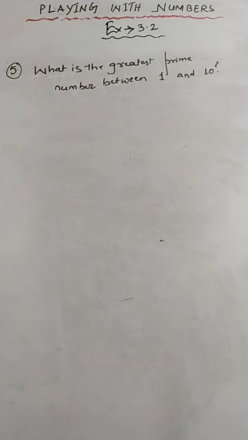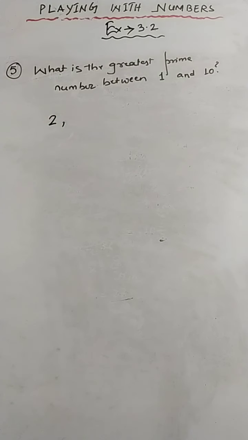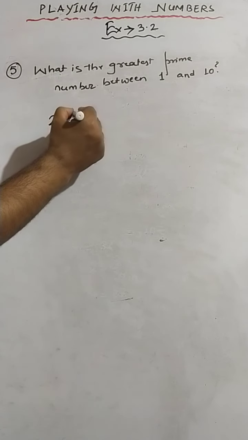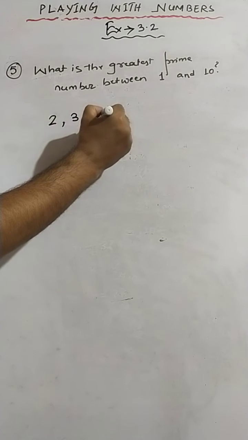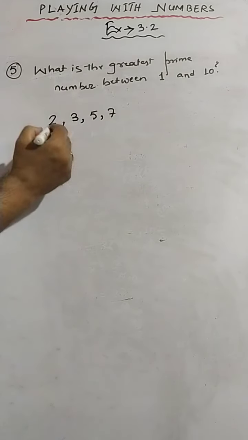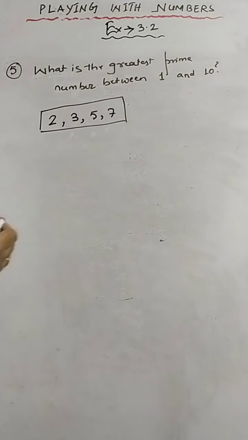Before that we have to see how many prime numbers there are between 1 and 10. So we'll start our counting with what? 2, isn't it? 2 is the smallest prime number. After 2, what is the next prime number? 3, then comes 5, then comes 7. So these are all the prime numbers which fall between 1 and 10.